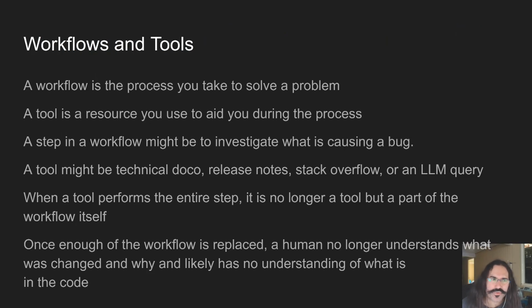A workflow is a process you take to solve a problem. It could be a bug, could be a feature, could be a change. A tool is a resource that you use to aid you during that process. And a step in the workflow might be to investigate what is causing a bug. A tool could be technical doco, release notes, Stack Overflow, or an LLM query.